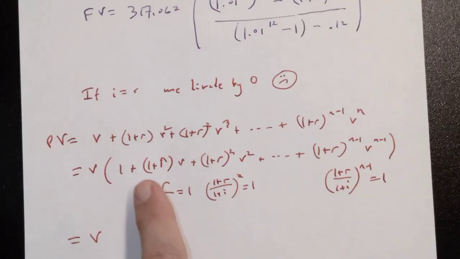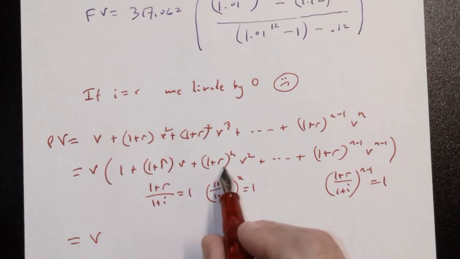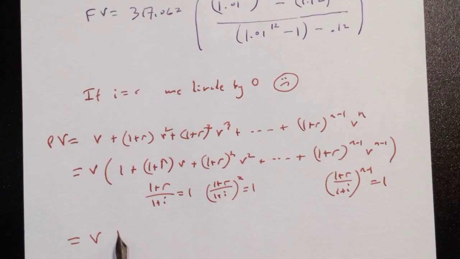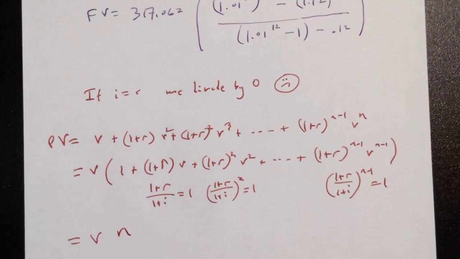How many R's? How many ones? Zero, one, two, all the way up to n minus 1, there are n of them. Period. That's my present value. Which, by the way, makes the future value really easy.